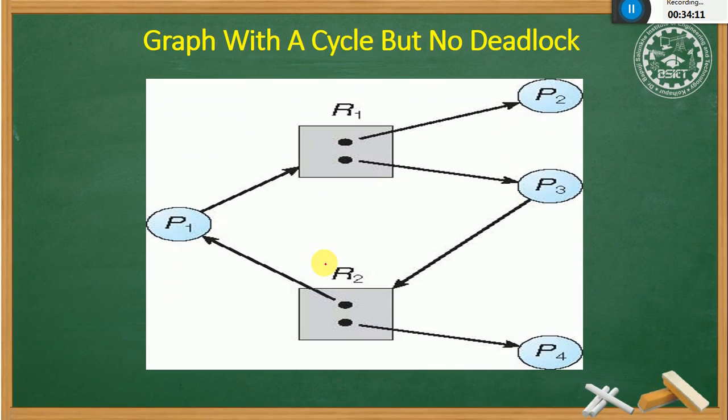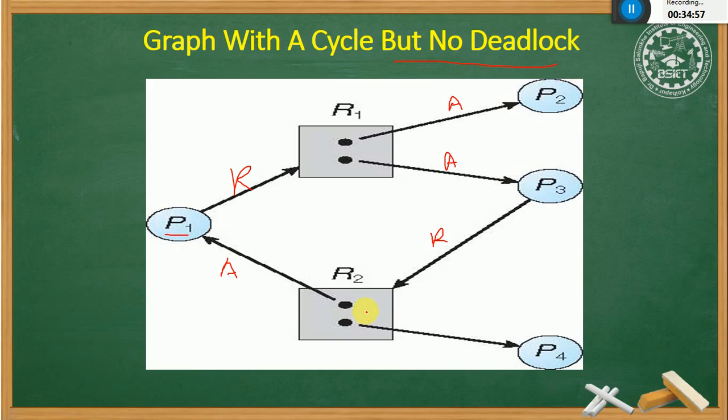Okay, sometimes there will be a cycle, but it is not a deadlock condition. How? In this diagram, P1 is requesting R1. R1 is allocated to P2 and P3. Then P3 is requesting R2, and R2 is assigned to P4, and P2 has R1. So every process has at least one resource at a time.